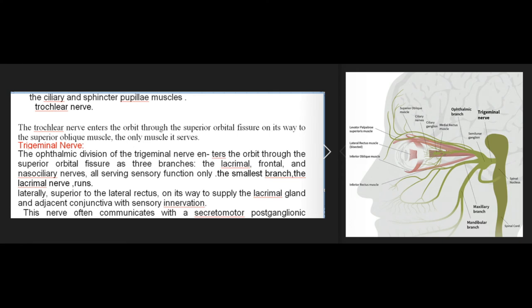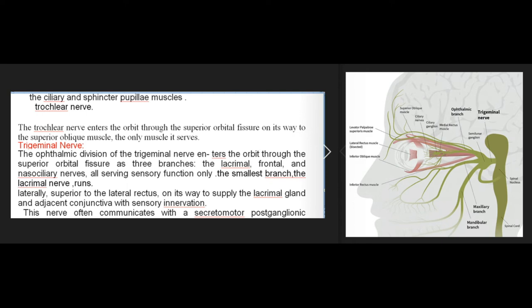Trochlear nerve. The trochlear nerve enters the orbit through the superior orbital fissure on its way to the superior oblique muscle, the only muscle it serves. Trigeminal nerve. The ophthalmic division of the trigeminal nerve enters the orbit through the superior orbital fissure as 3 branches, the lacrimal, frontal, and nasociliary nerves, all serving sensory function only.